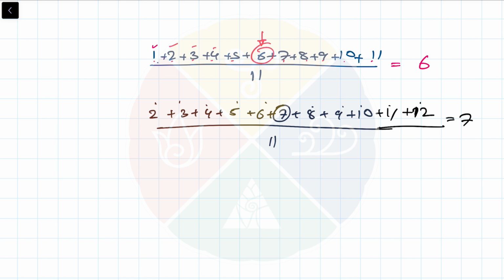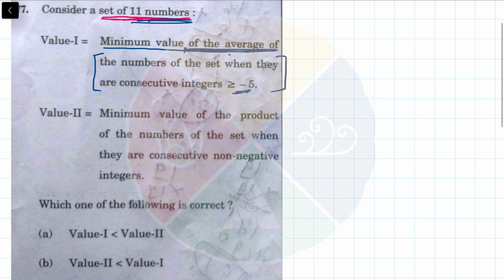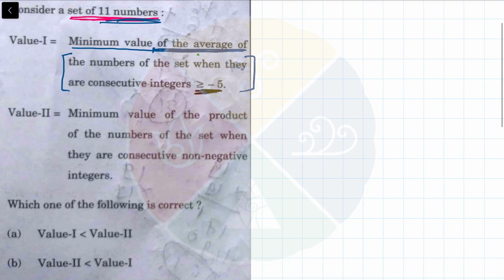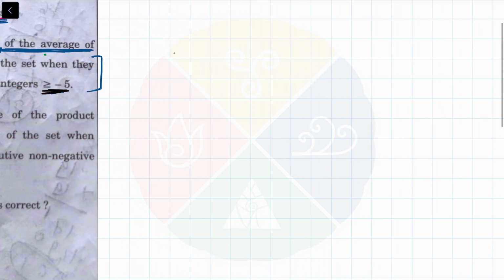But if you want to find the average which is the lowest, all the numbers which you're taking should be lowest. You should start from the smallest number. When this is lesser than this, the average also will be smaller. So just like that, we are looking for consecutive integers which are greater than or equal to minus 5. So if you want to make the average the lowest, make sure that you are selecting all the numbers which are the lowest. So I'm starting with minus 5, because all the integers should be greater than or equal to minus 5.